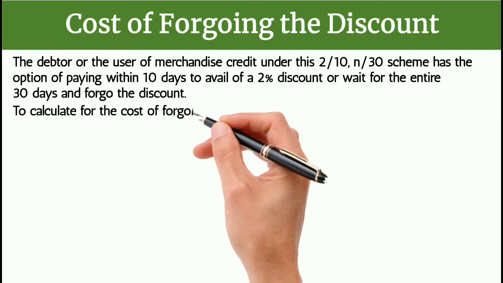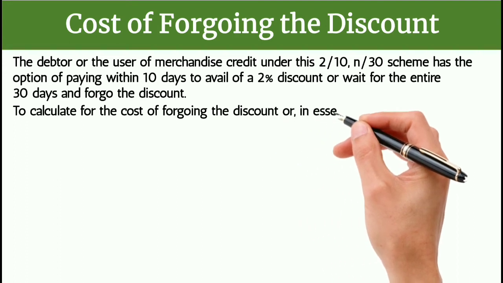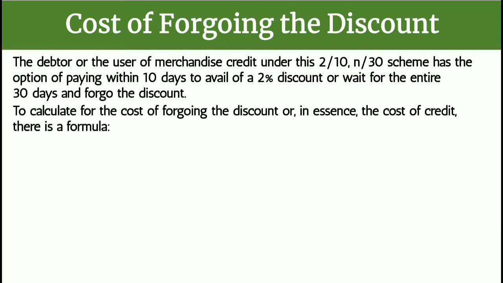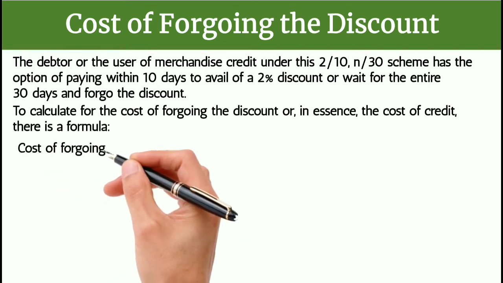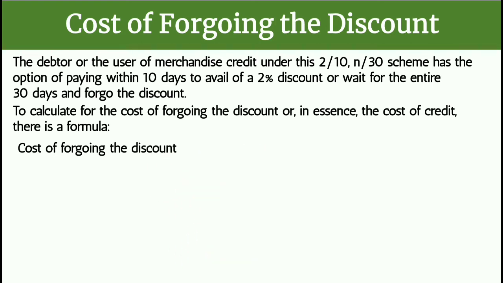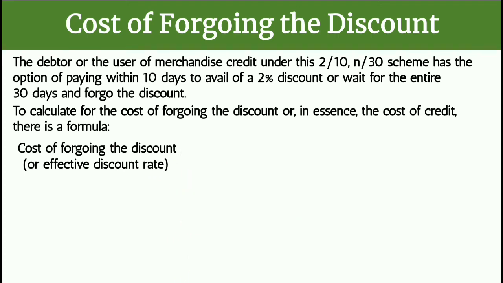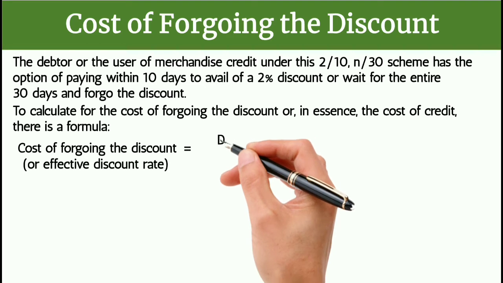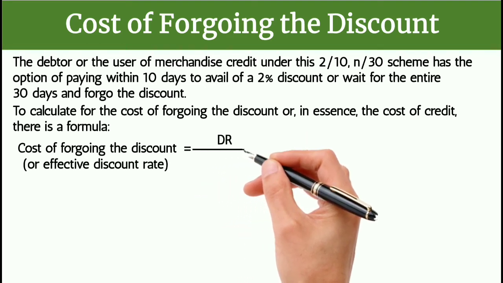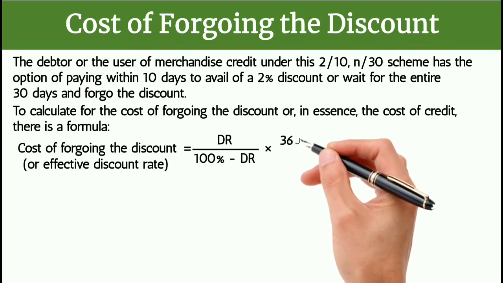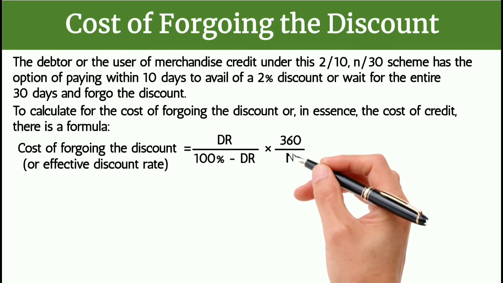To calculate for the cost of forgoing the discount, or in essence, the cost of credit, there is a formula. Take note that the cost of forgoing the discount is otherwise known as effective discount rate. The formula to calculate or compute for the cost of forgoing the discount or the effective discount rate is discount rate over 100% minus discount rate times 360 over N.